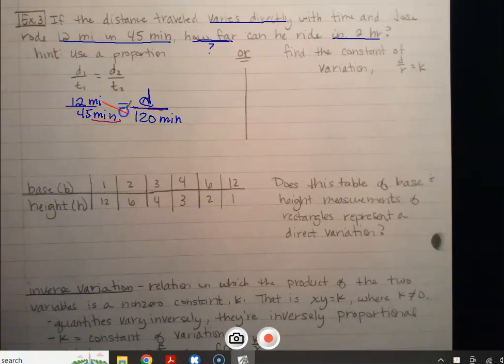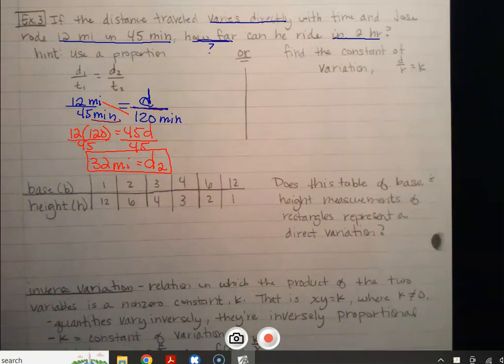So remember, we cross multiply. We're going to have 12 times 120 equals 45d. We would divide by 45 and get 32 miles equals distance 2. I should have put that in there. So they can go 32 miles in 2 hours.